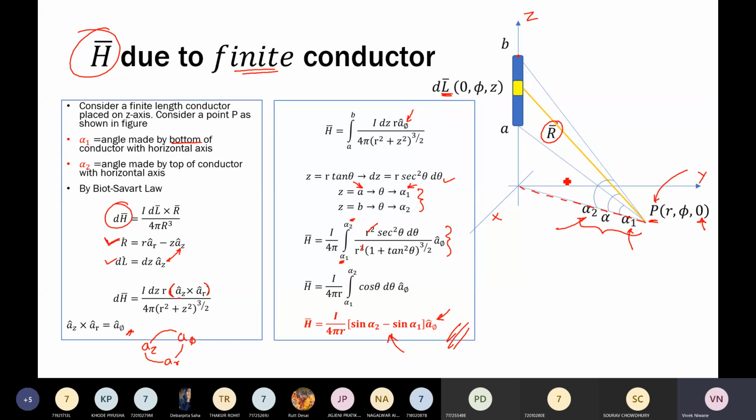Now you can observe in the given diagram, for alpha 1 we are going upside, and for alpha 2 we are going upside. So whenever we are going upside, all those angles are positive. If we have a geometry like this, with our conductor at this position and point P, and a dotted line joining the top end as well as the bottom end, then alpha 1 will be negative and alpha 2 will also be negative. So if we are going downside, we will have negative angles.